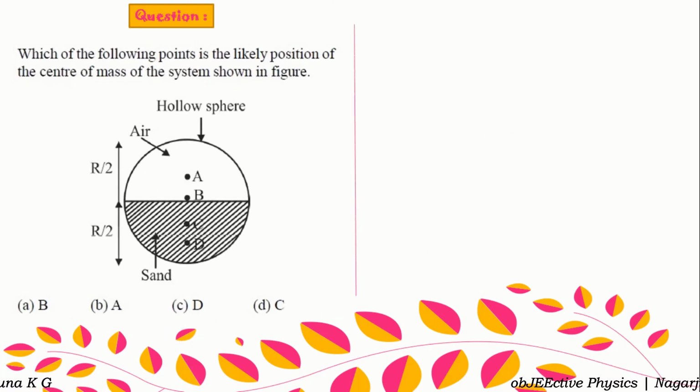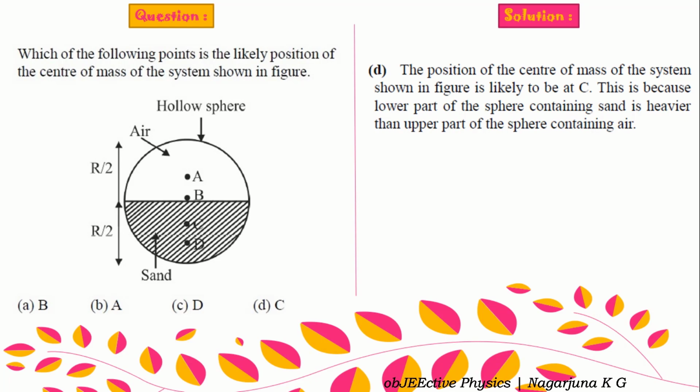First question. Which of the following points is the likely position of the center of mass of the system shown in figure? Solution. The position of the center of mass of the system shown in figure is likely to be at C. This is because the lower part of the sphere containing sand is heavier than the upper part of the sphere containing air.